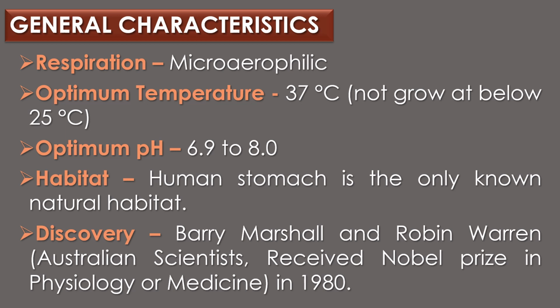Microaerophilic respiration is observed in Helicobacter pylori, and this bacterium requires a low percentage of oxygen for its growth. Optimum temperature required for the cultivation of Helicobacter pylori is 37 degrees Celsius, and they are unable to grow below 25 degrees Celsius. Optimum pH for the cultivation of Helicobacter pylori is 6.9 to 8, and regarding the habitat, the human stomach is the only known natural habitat of Helicobacter pylori.